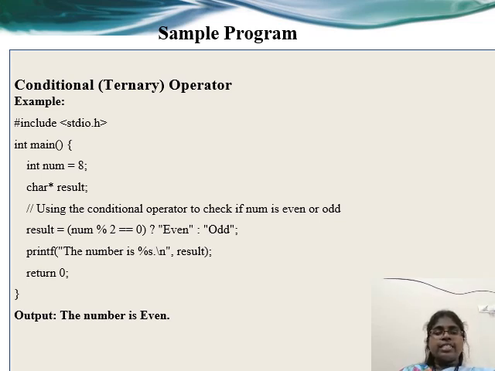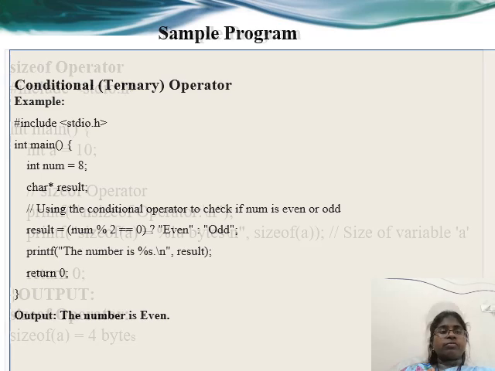Percentage s is the control string, it indicates the string value of the given number. Return 0 indicates the program is completed. It indicates to the compiler. Then we go to the output of the example program. The number is even. So 8 is the even number. So it's divided by the 2. So the given number is even. This is the conditional operator program.